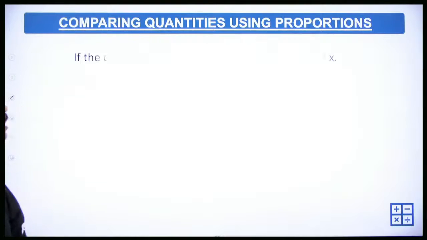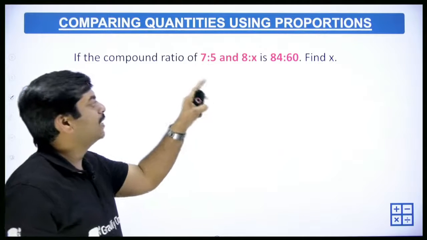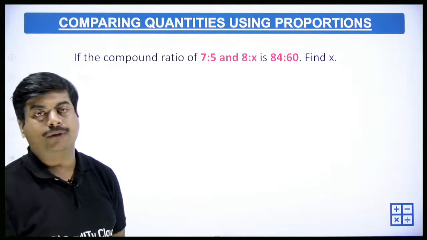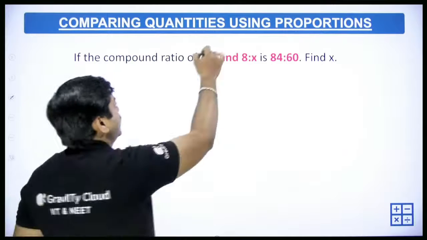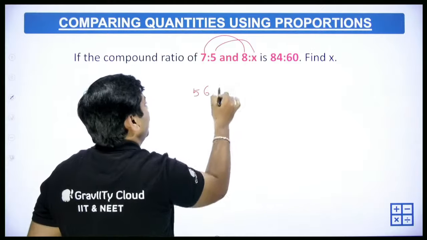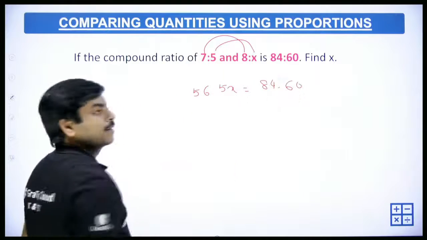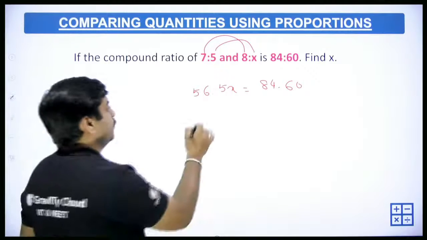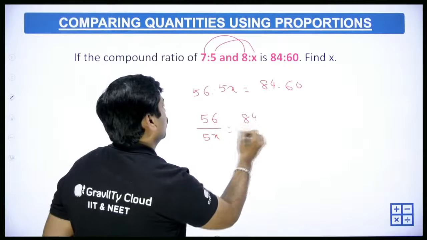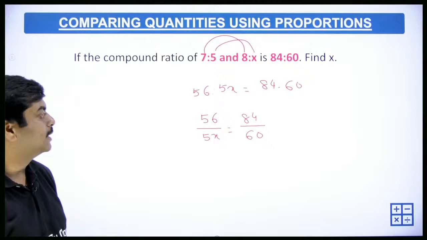Okay, the next one: if the compound ratio of 7 is to 5 and 8 is to x is 84 is to 60, find the value of x. Again, a similar question. Compound ratio, the first to the first, 7 8s are 56, is to 5 into x, 5x, is equal to 84 is to 60. So 56 by 5x is equal to 84 by 60.